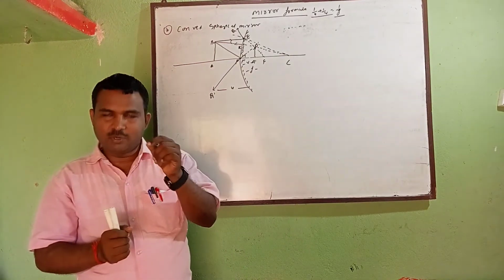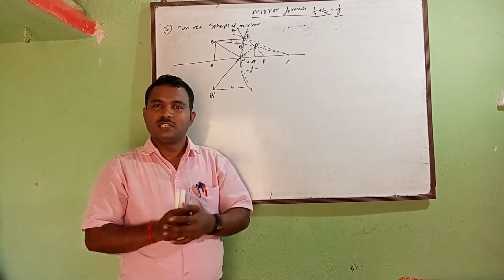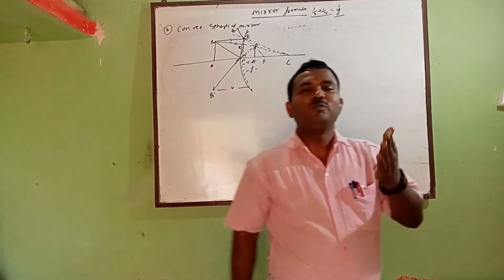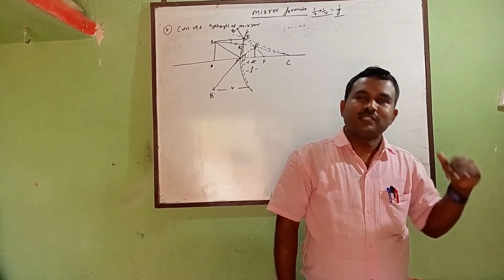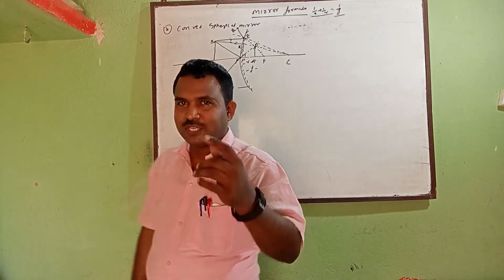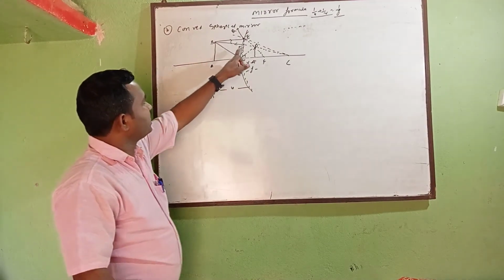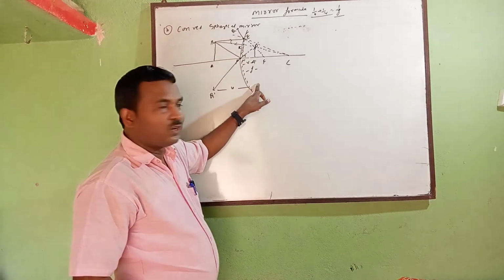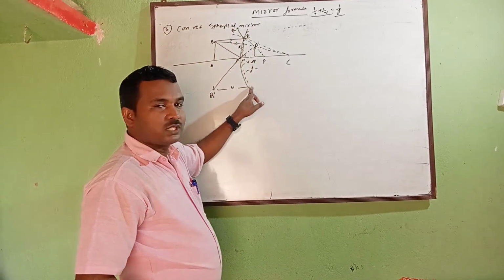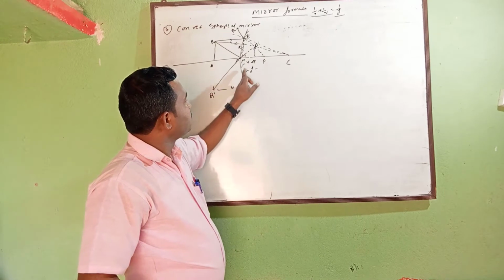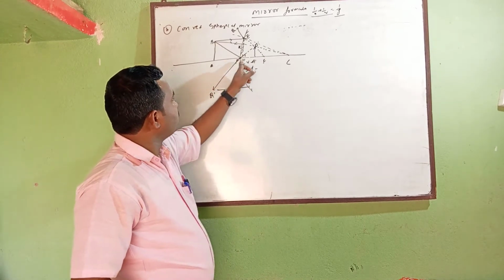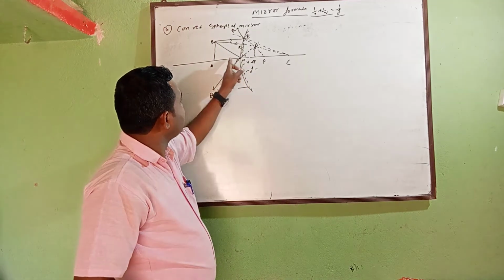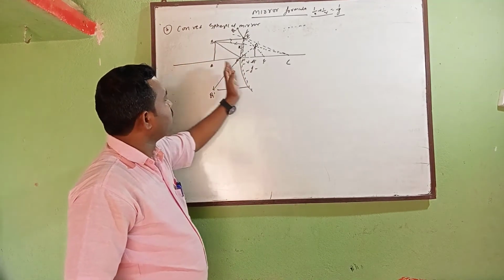Concave has its reflecting portion towards the center of curvature, and in convex the reflecting portion is away from the center of curvature. Very good. So here we have the mirror, which mirror is this? Convex. You see that it is a convex spherical mirror, and its reflecting portion is away from the center. This is the center, and the object lies outside, not inside.